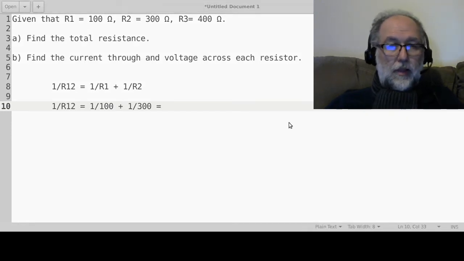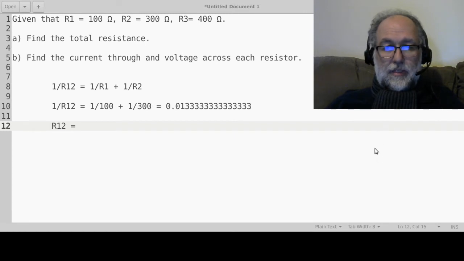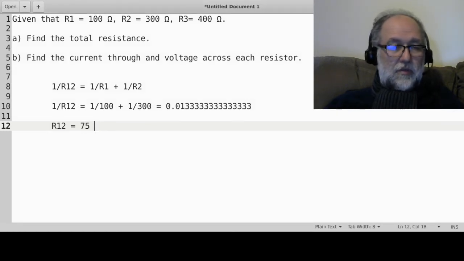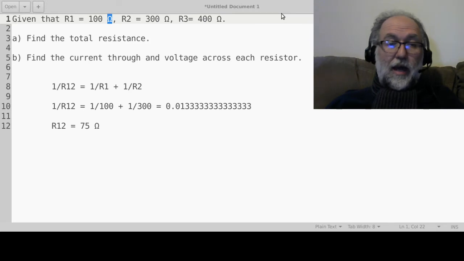All right, so 100 reciprocal plus 300 to the minus 1, and then that's this number right here, okay? But that's not R12, that's the reciprocal of R12, so now we take the reciprocal of that, and we get 75. There we go, 75 ohms. Great, we've got our first step.